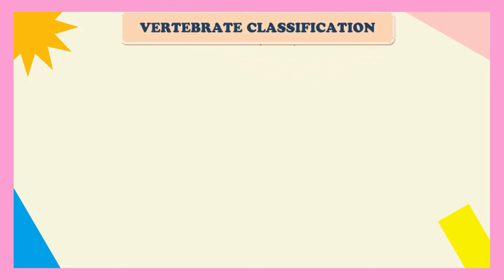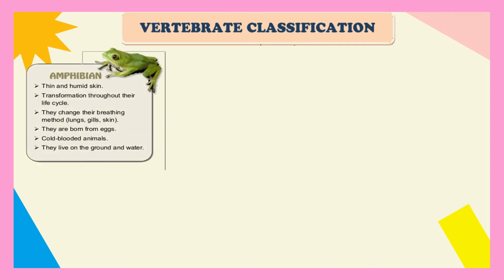Okay, now class, let's discuss first the vertebrate classification. What is the vertebrate classification? First is amphibians. Under amphibians: thin and humid skin, and transformation throughout their life cycle. They change their breathing method: lungs, gills, and skin. They are also born from eggs, cold-blooded animals. They live on the ground and in water.